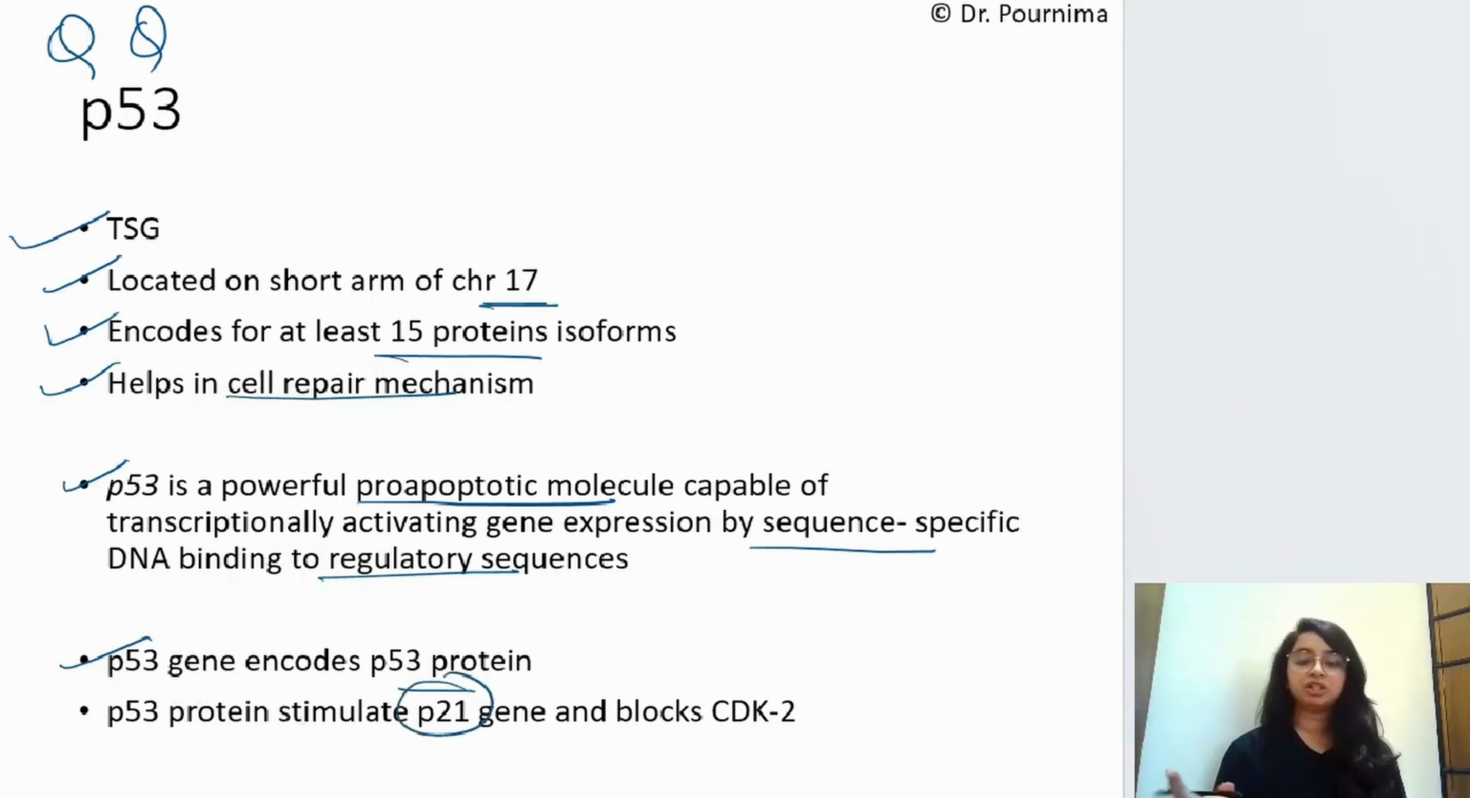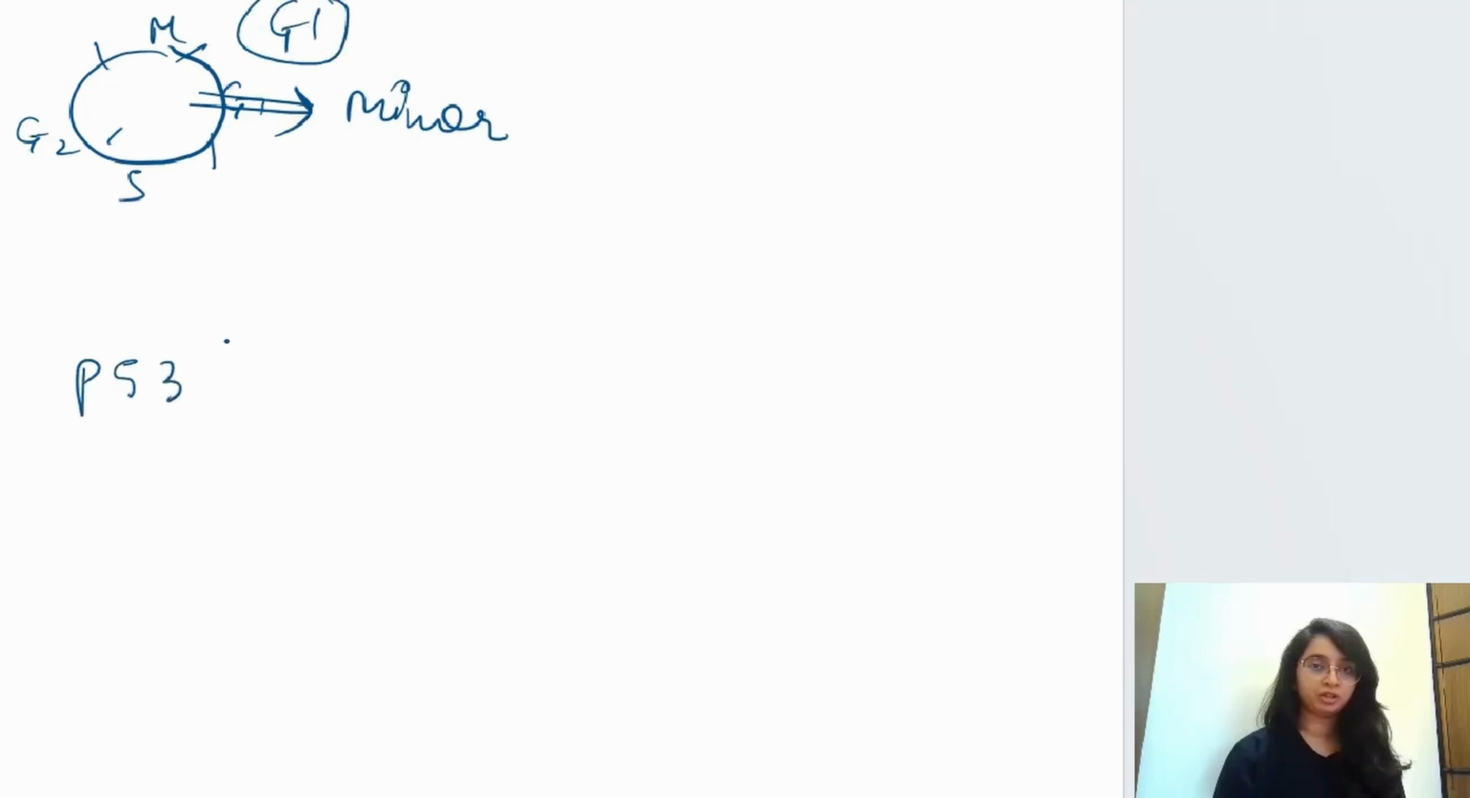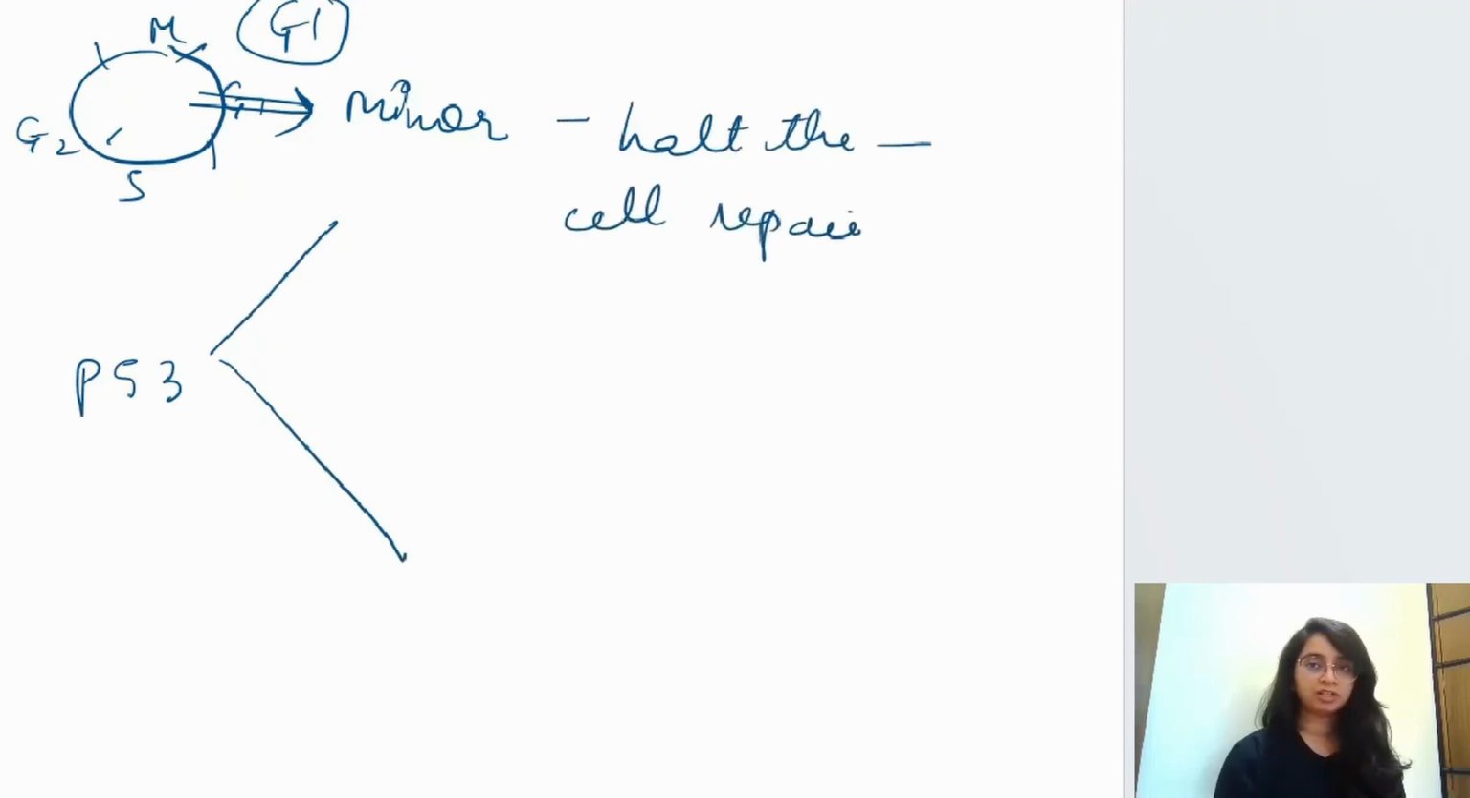stimulates the p21 gene and blocks the CDK2 and causes the activation of apoptosis. Okay, so we will see, with me you can draw this in your diagram that this is the cell cycle. So there is G2M, G1S phase. Now mainly p53 will act in the G1 phase, and if there is a minor damage, then what will occur? So it will act on the G1 phase. So we are talking about p53 here. So if there is a minor damage, then it will halt the cell for repair, and once the repair is done, it will continue the proliferation.